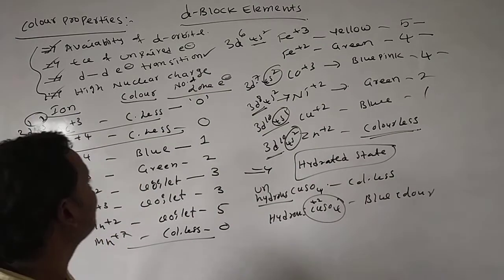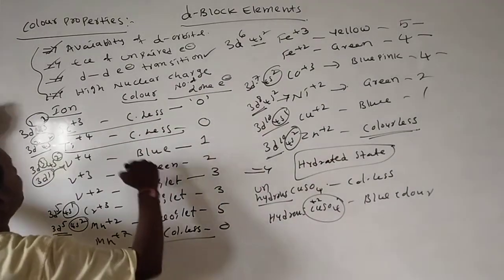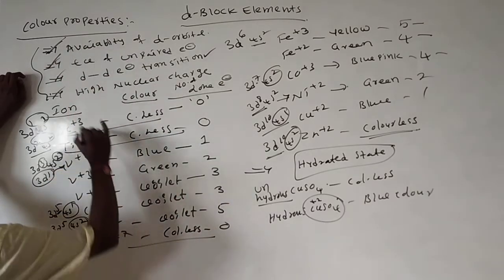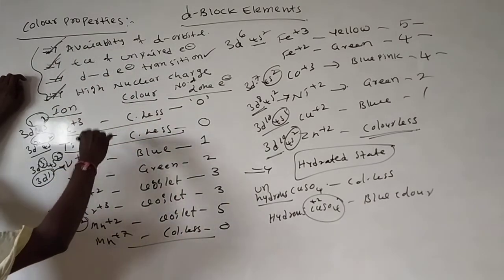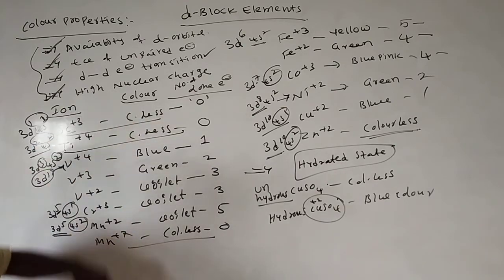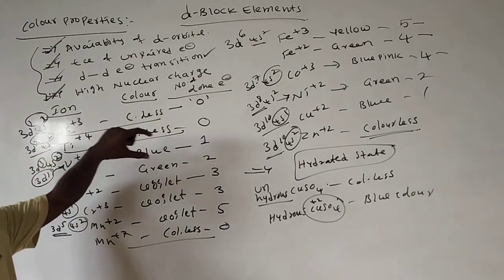Okay, here one is the degeneracy of d orbitals, finished. Presence of unpaired electrons, finished. High nuclear charge means the number of protons is more and the number of electrons is less compared to that. So high nuclear charge is present in this ion.